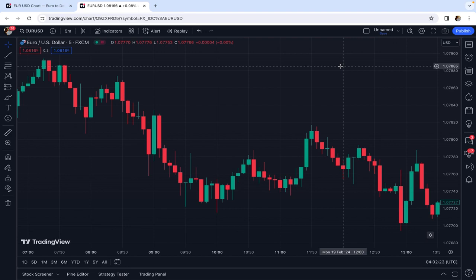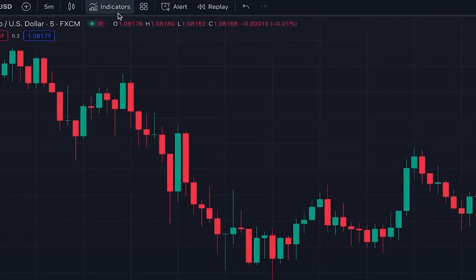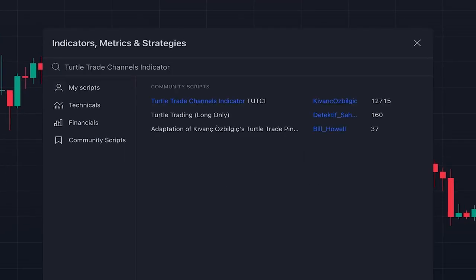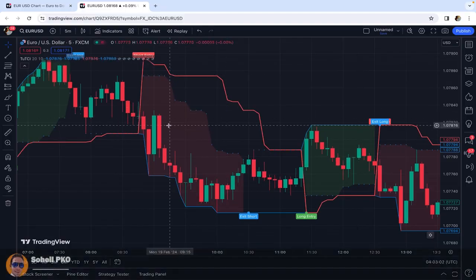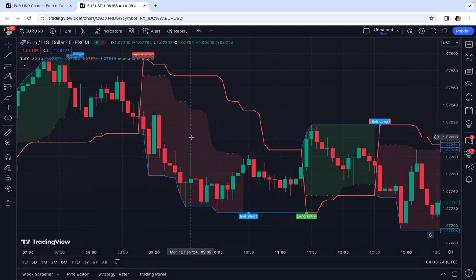In this trading strategy, we have two indicators. The first indicator that we want to add is Turtle Trade Channels indicator. This one, which is written by Kivong Ozbilgik. This indicator is based on a famous trading system that has proved to be profitable and consistent over the years. It's built based on Donchian channels and it was mainly used on higher time frames, but in this strategy, we're going to use the generated buy-sell signals on lower time frames in conjunction with another indicator.